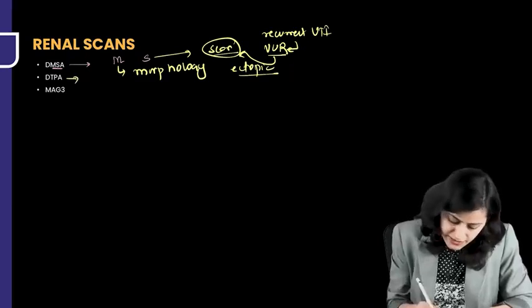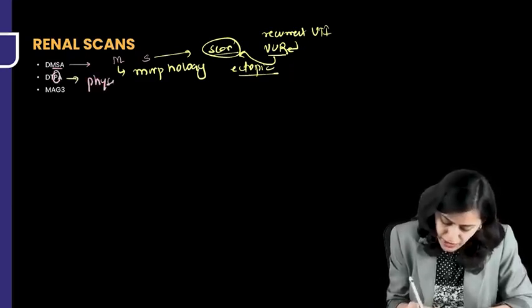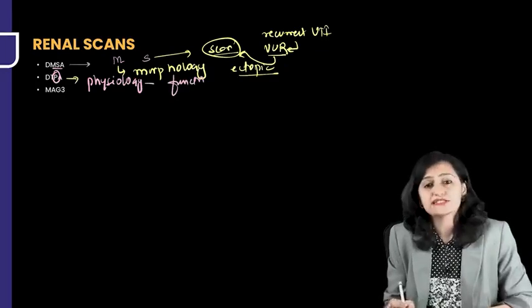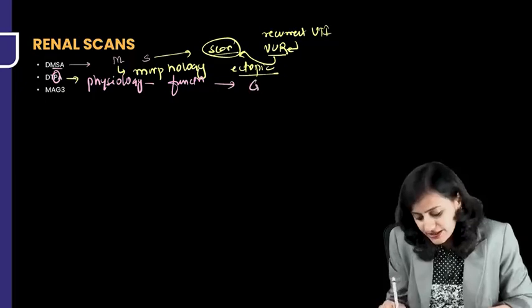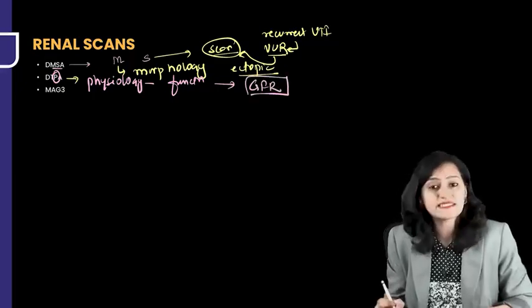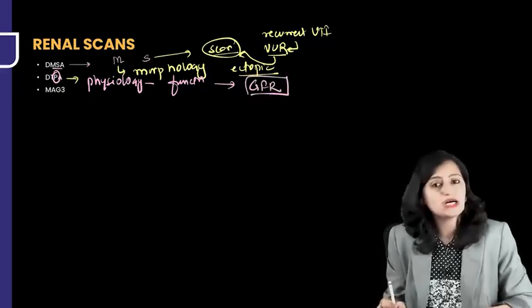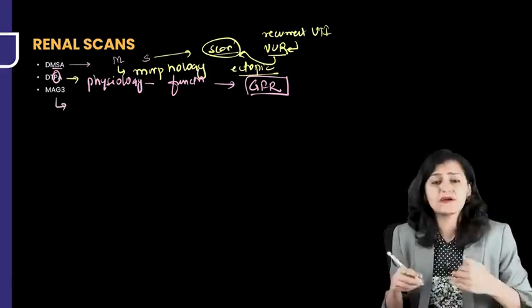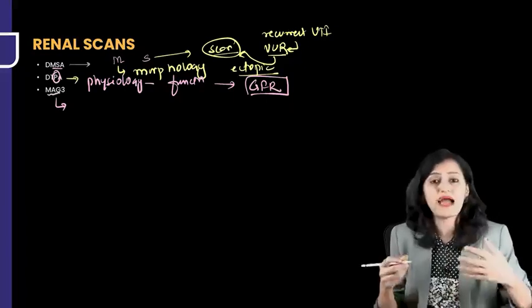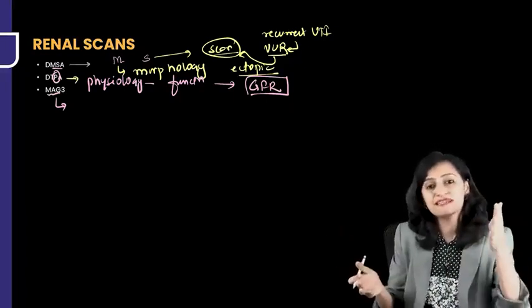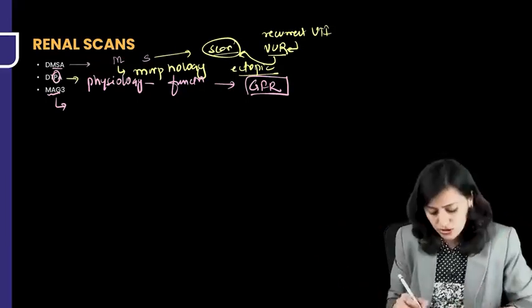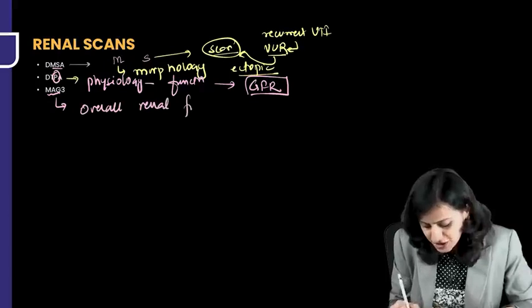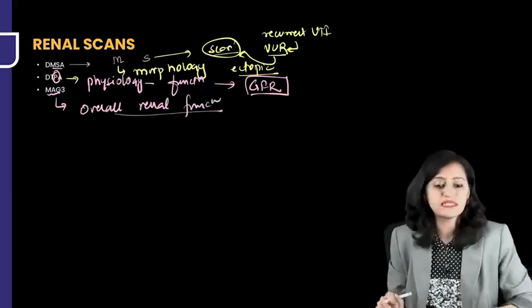DTPA on the other hand, remember P here, for mnemonic, P stands for physiology, and physiology means function. So that means it's a functional scan for the kidney. Which function of the kidney does it tell us? The GFR, because it is eliminated by glomerular filtration. MAG3, remember MAG is like a mnemonic, MAG is more magnificent. That means glomerular also and tubular also. So that is why it tells us about the overall renal function. So best for renal function is MAG3.